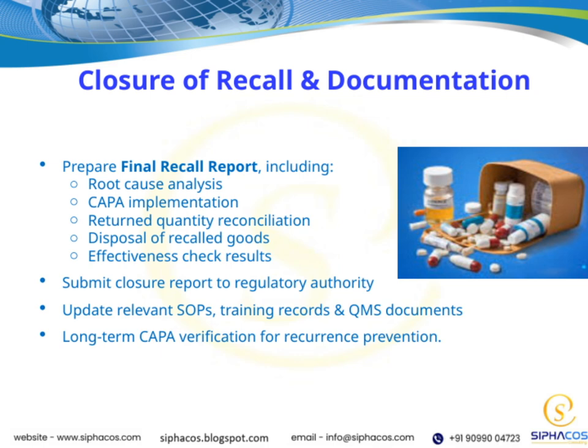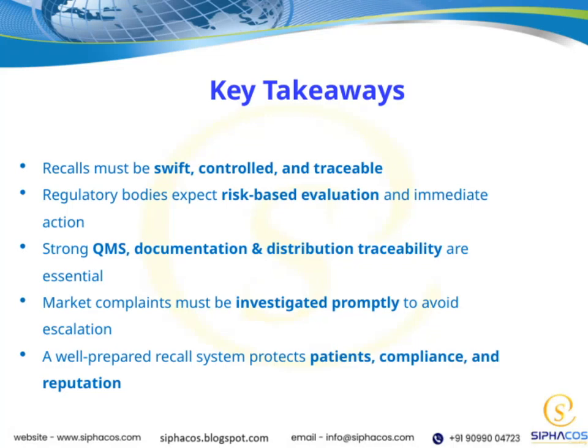After that, we update all relevant SOPs, training records, and QMS documents to reflect any changes made during the recall. Finally, we need to implement long-term CAPA verification to prevent the recurrence of similar issues in the future. This comprehensive closure process ensures that we not only resolve the immediate problem, but also strengthen our quality management system for the long term. Let's review some key takeaways.